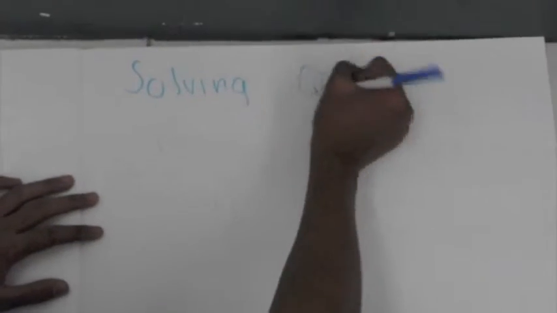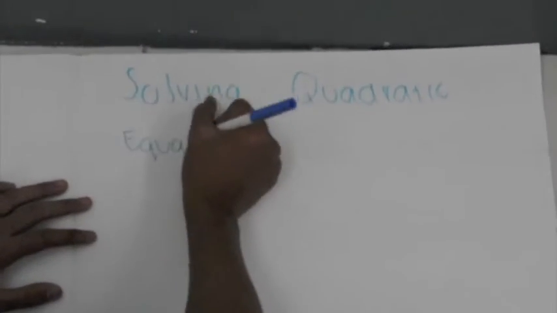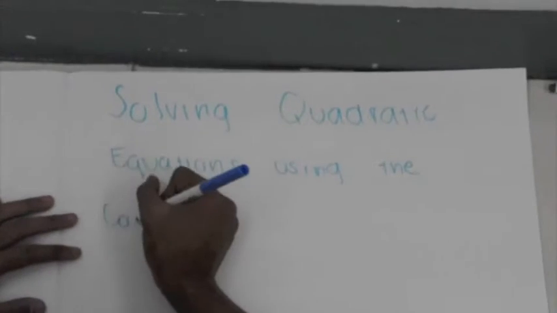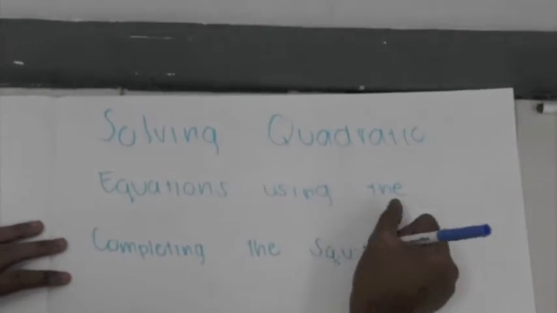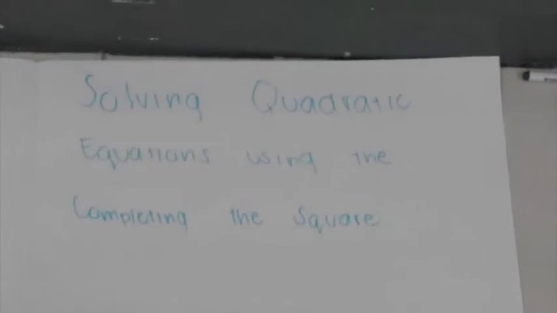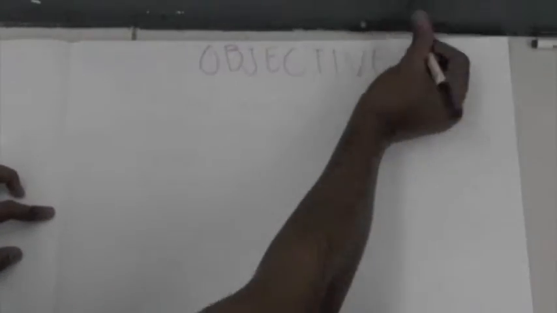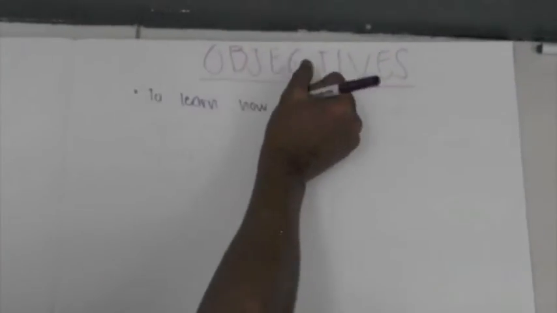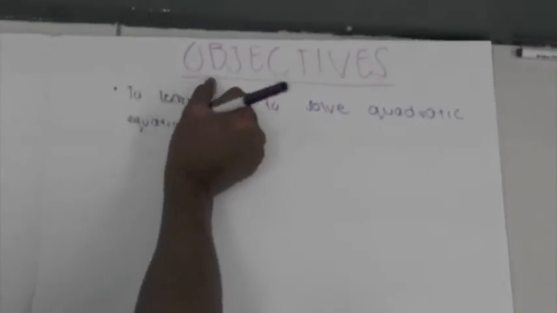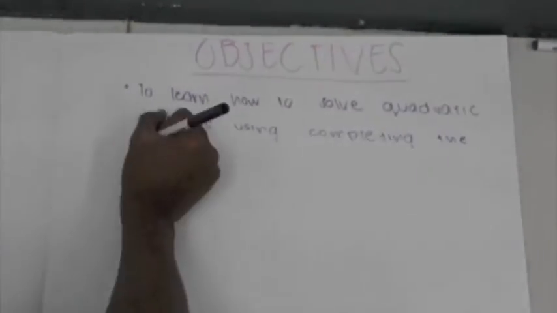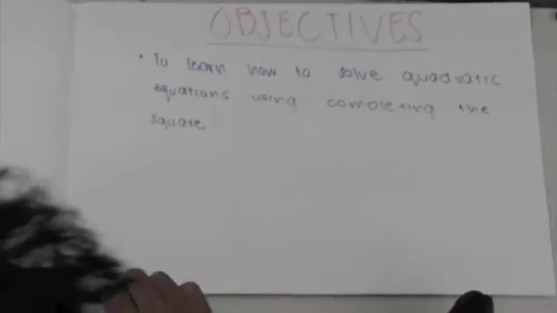Good day. For today, we are going to learn about solving quadratic equations using the completing the square method. Here are the objectives for today. To be able to learn how to solve quadratic equations using completing the square. Let us start with an easy example.